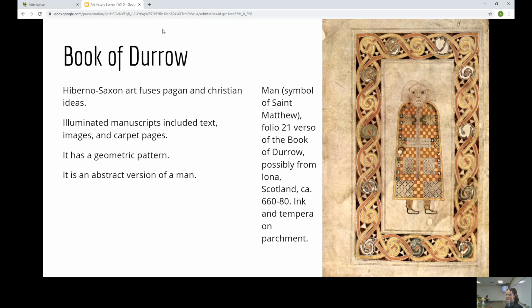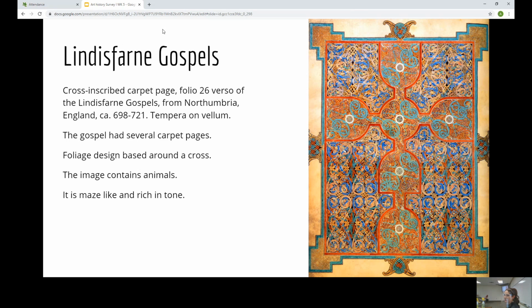So I'm going to preface with that because we are going to be seeing a lot of illuminated manuscripts. A lot of them. I hate them. I really do. I liked them at the beginning because this is cool. This is a carpet page. This is cool. But now I hate them.